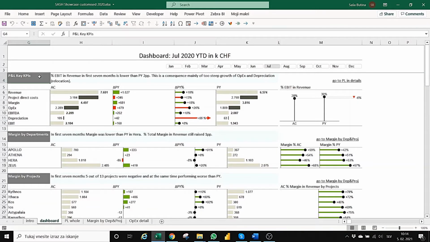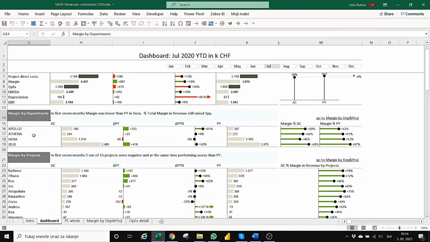Here we can see only key P&L items which we saw earlier in the whole P&L, with one difference, that here all values are shown visually. Not only variances but also actual and previous year. These light gray bars represent positive values and results, while these dark bars represent deductions. With variances it is the same logic as before, so I will not lose time here. And here we have one additional piece of information about percentage EBIT in revenue, actual versus previous year, and we can see that it fell.